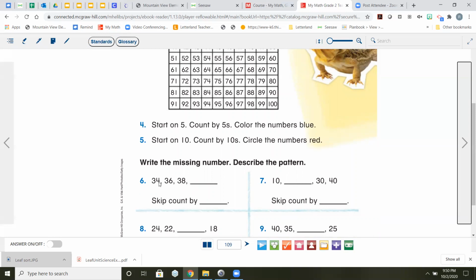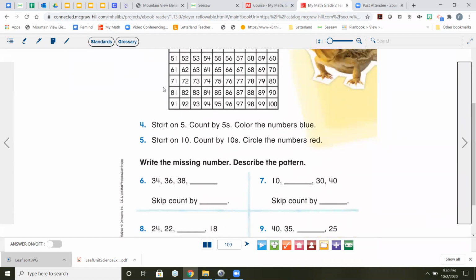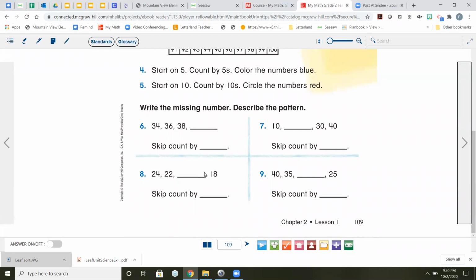So you need to look at when you go from 34 to 36 to 38, what you think it would be next, and tell me, are you skip counting by 2s, 5s, or 10s? They don't have you color in for the 2s on this. So you have to kind of look at it as maybe like I did over there, circle or underline. And then same thing with number 7, 8, and 9. You're going to put the missing number, then tell if it's skip counting by 2s, 5s, or 10s.